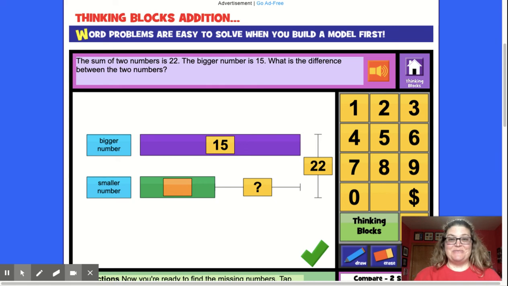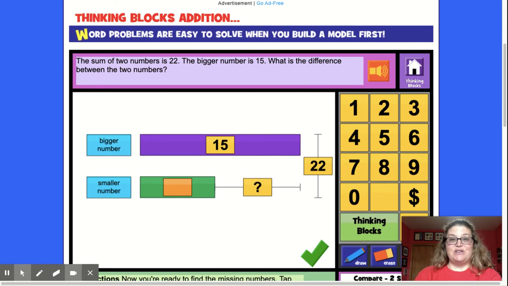Welcome back, mathematicians, and we're picking up right where we left off in thinking blocks addition, and we are continuing to work on two-step comparison math story problems. And so we left off knowing that the sum of two numbers is 22, the bigger number is 15, and what is the difference between those two numbers?